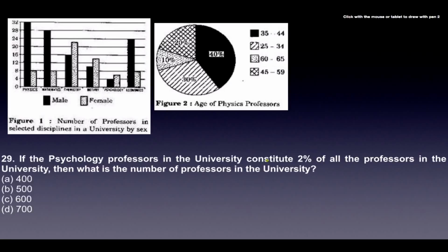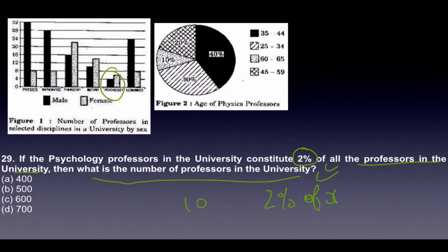And if the psychology professors constitute 2% of all the professors in the university, then what is the number of professors in the university? It's very simple again. 2%, just see the total psychology, which is 10. So 2% of x equals 10. So x will be 10 divided by 0.02. So the answer will be 500. Very simple question.